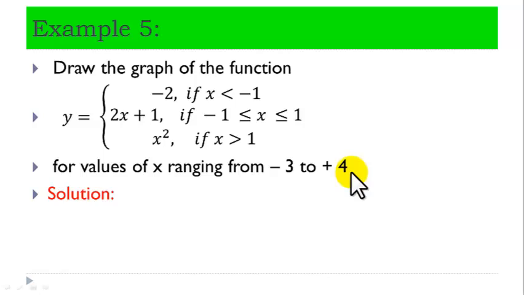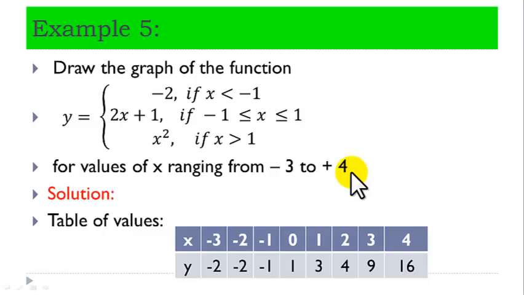Solution. Let us construct the table of values as shown here. The range of values of x is from -3 to +4. When x is -3, y is equal to -2. Please note, -3 is in this range. When x is less than -1, the value of y is this constant value -2. So when x is -3, y is -2. When x is -2, which is also in this range, y is still -2.